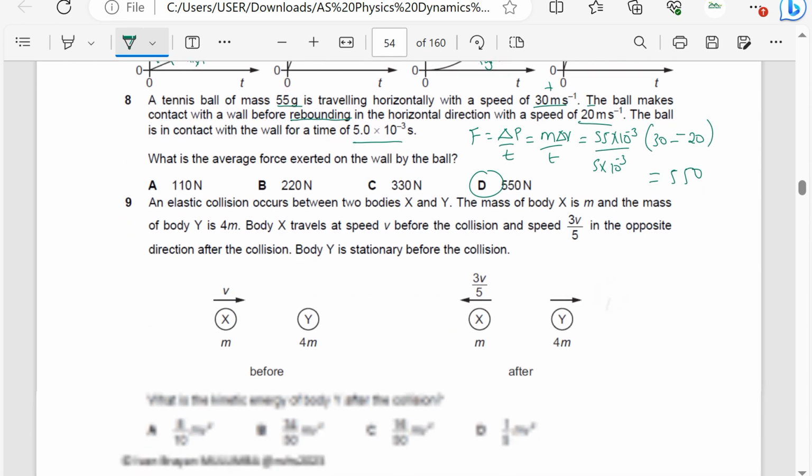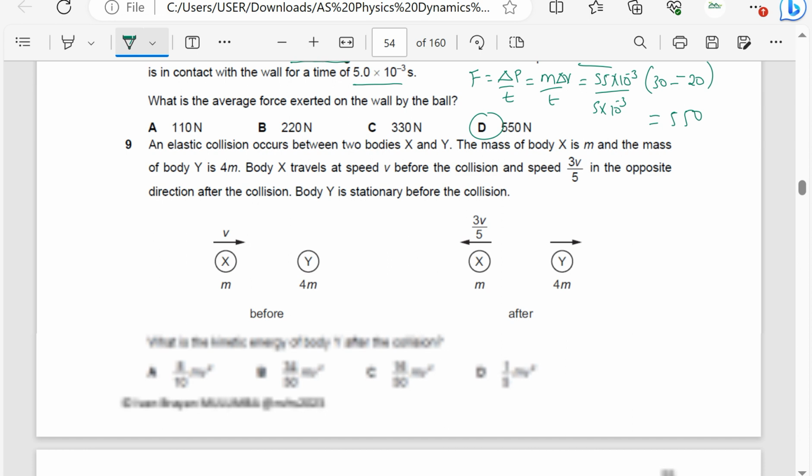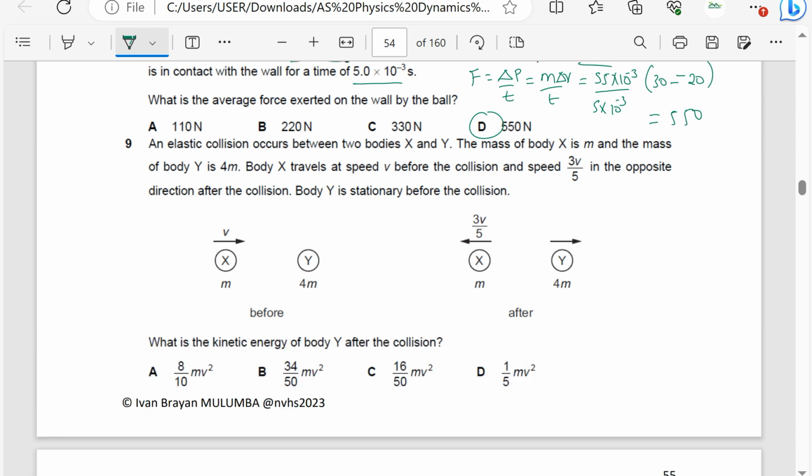An elastic collision occurs between two bodies X and Y. The mass of body X is m and the mass of body Y is 4m. They have said it is elastic, so momentum must be conserved. Kinetic energy is also conserved. What is the kinetic energy of body Y after the collision? Okay. So let's conserve momentum first. By conservation of momentum, total momentum before collision. Remember, one was moving with the speed v, the other one was at rest.